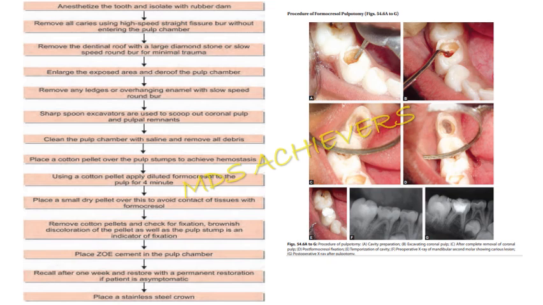First thing is you should give anesthesia, then isolate with a rubber dam if possible for the child, and remove all the caries with a high speed burr, followed by the dental roof being removed. The coronal portion is exposed, the coronal pulp is removed, then a cotton pellet is placed over the pulp stumps to achieve hemostasis. That means over the orifices that are exposed, we will place our cotton pellet so that it becomes dry, and then using a cotton pellet apply the diluted formocresol to the pulp for 4 minutes.